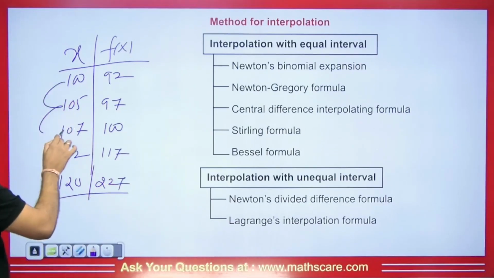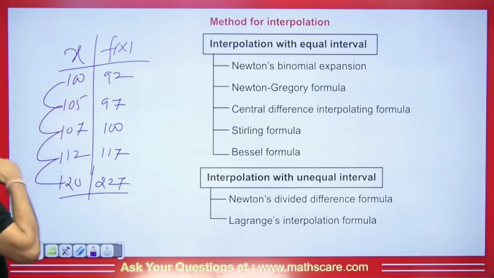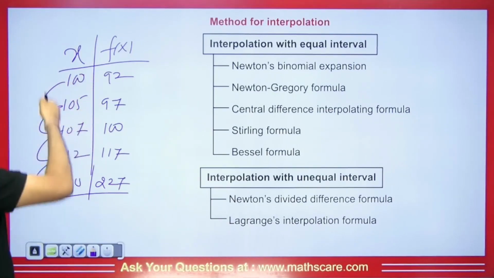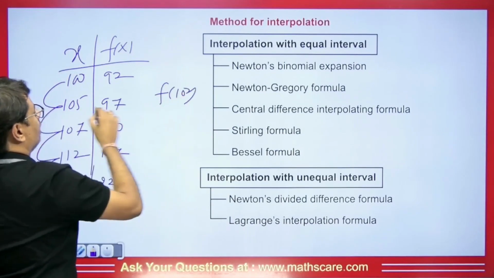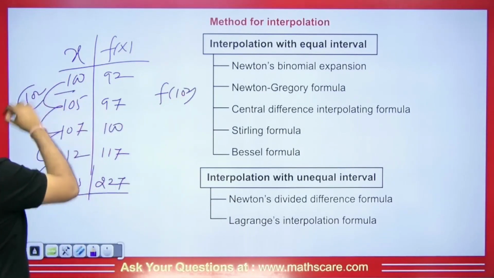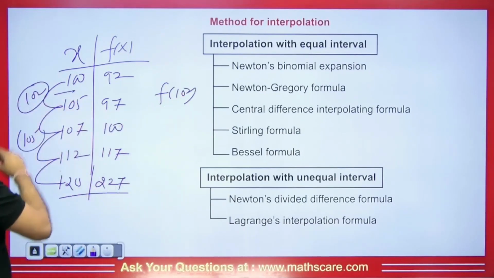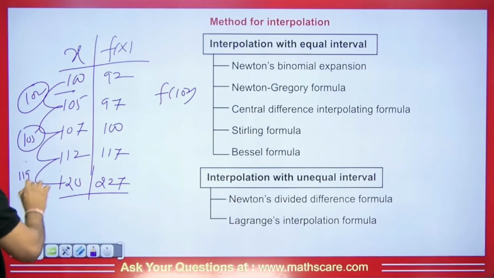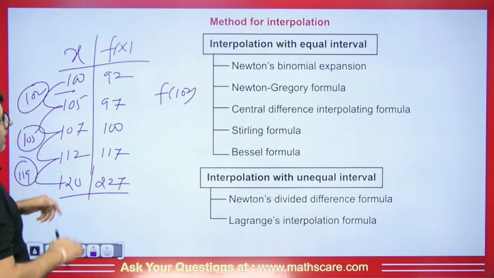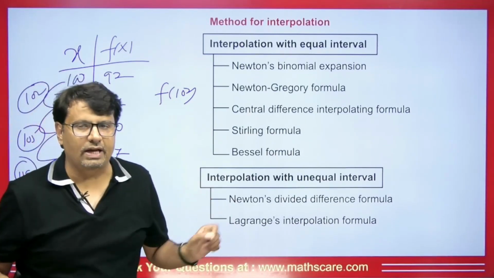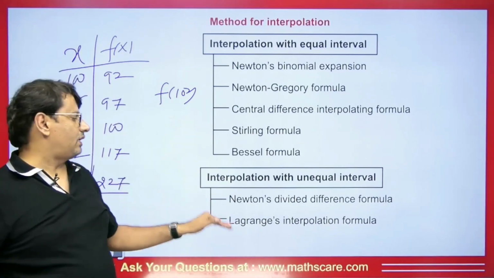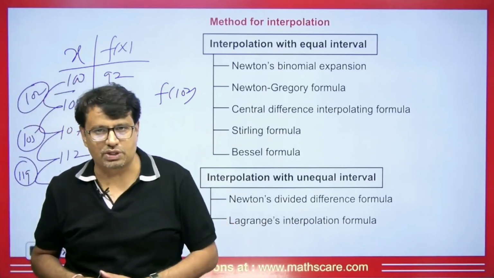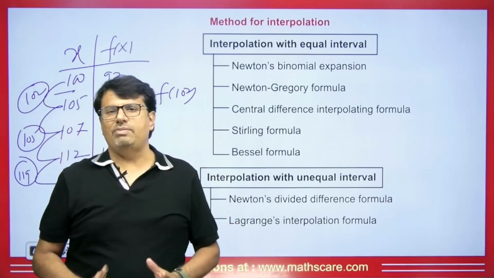So you are seeing here that the x values don't have equal differences. 5 is coming, then 2, then 3. Now if anyone asks you what would be the value at 102, or at 105, or at 119, the same formula is used for all three, not different, because the intervals are unequal. So here we can use either the Lagrange interpolation formula or the Newton divided difference. The answer will be the same from both of them.